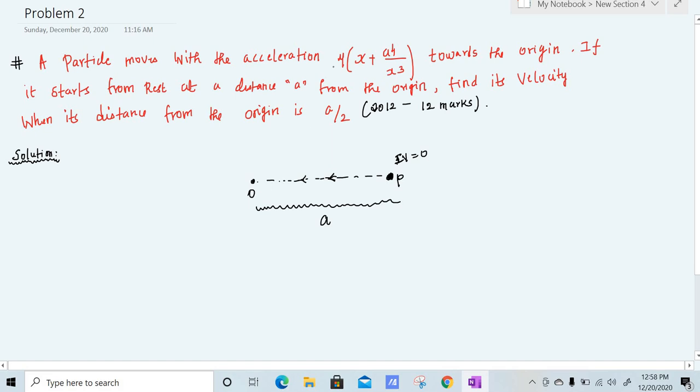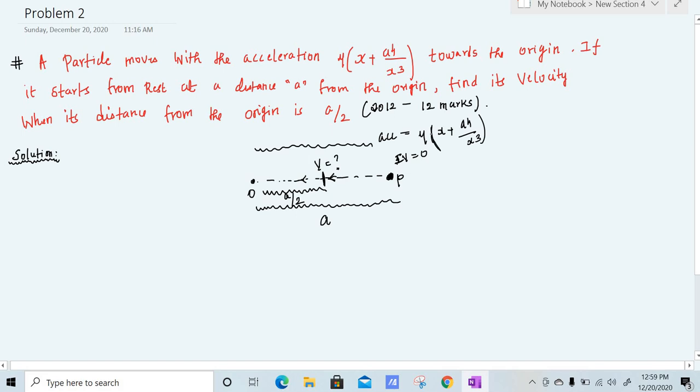It is moving with an acceleration of mu into x plus a power 4 by x cube. Find its velocity when its distance from the origin is a by 2. So when the distance from the origin is a by 2, we need to find the velocity at this point, and the total acceleration is mu into x plus a power 4 by x cube.